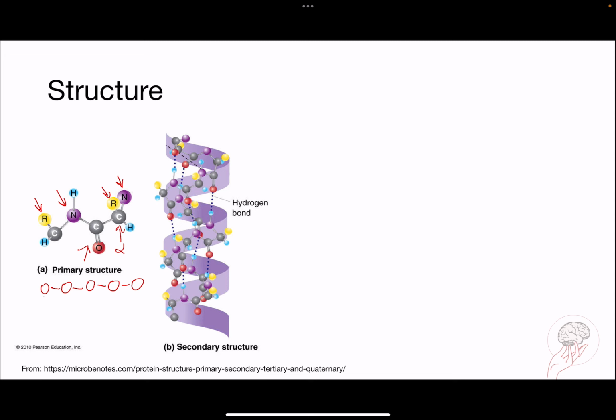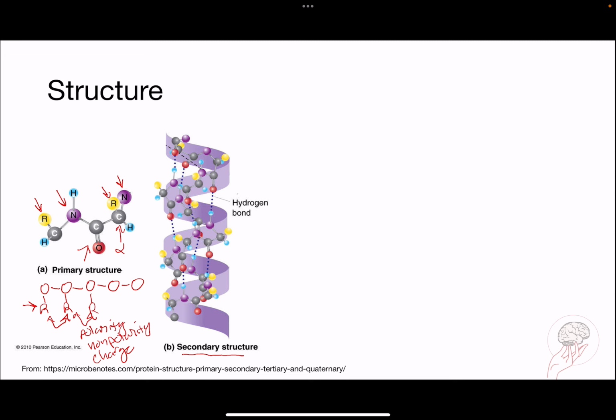But recall that based on the R groups, these R groups are going to interact with each other. And by interacting with each other, either by polarity, non-polarity, or charge, they're going to fold. So if two R groups right next to each other have the same polarity, they're going to repel each other. If they have opposite polarity, they're going to pull towards each other. This pushing and pulling due to the R groups forms the secondary structure.